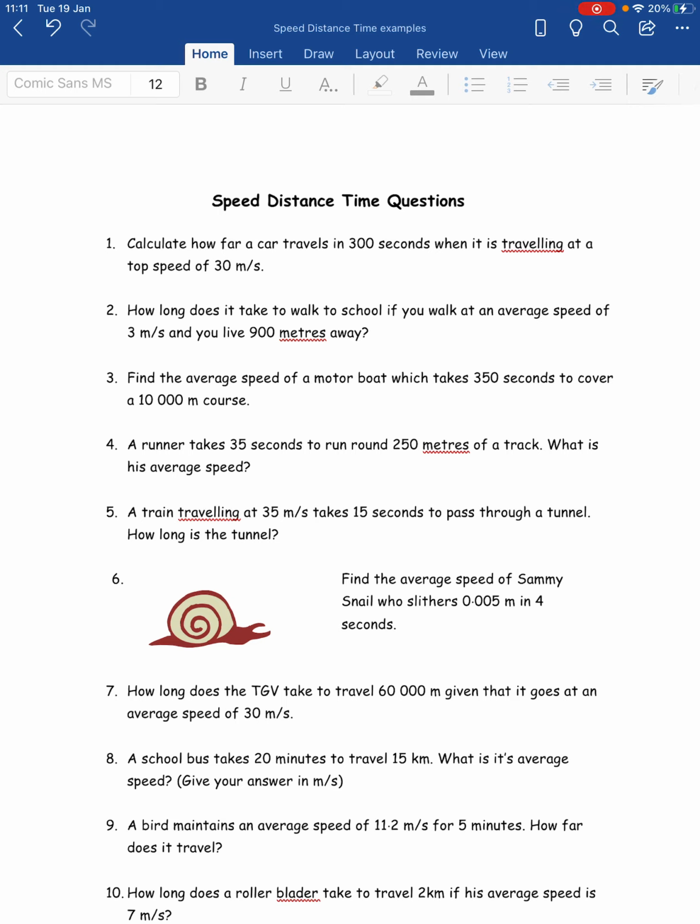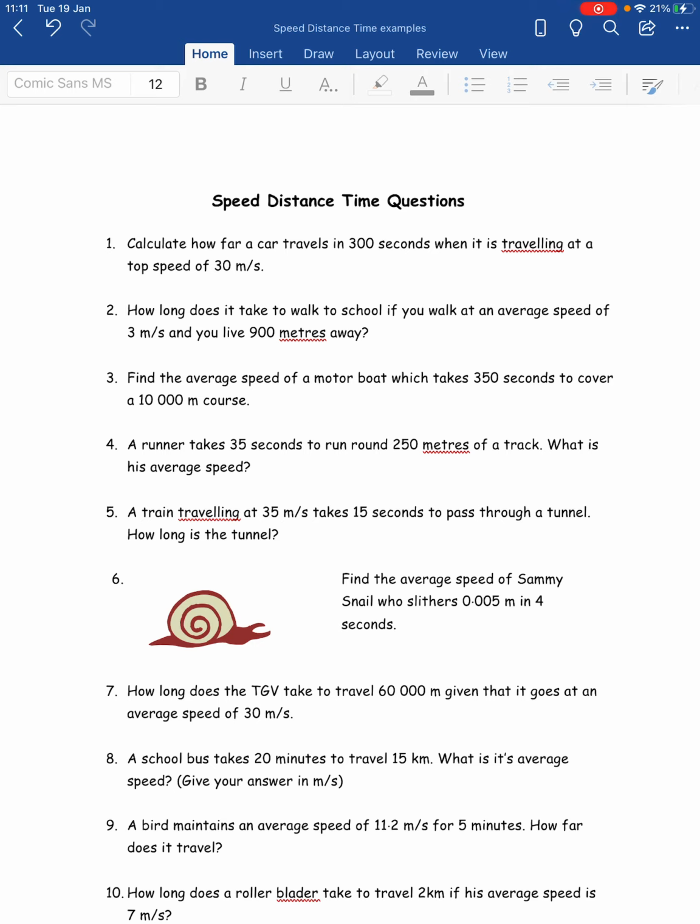Hi folks, this video is just to quickly talk you through how to set out equation questions and how to substitute values into equation questions and then rearrange. So all I'm going to do is go through the first few questions on this page.